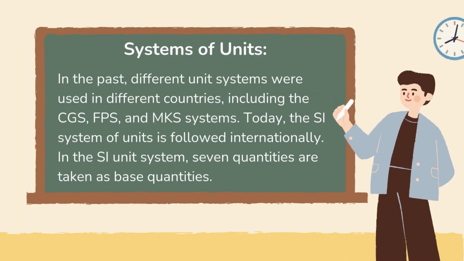Next is systems of units. In the past, different unit systems were used in different countries, including the CGS, FPS, and MKS systems. Today, the SI system of units is followed internationally. In the SI unit system, 7 quantities are taken as base quantities.